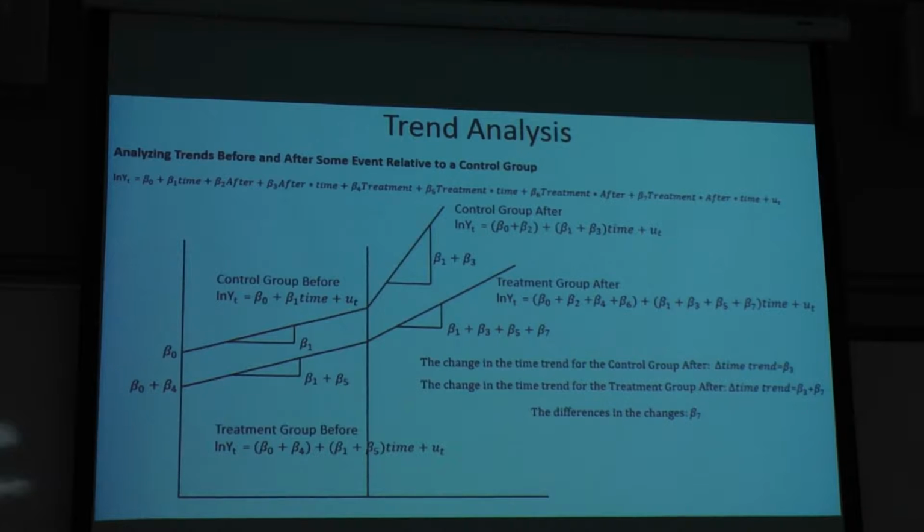So beta 7 is the difference in the change of growth rates of the treatment group relative to the control group, relative to the change in the control group after the treatment.